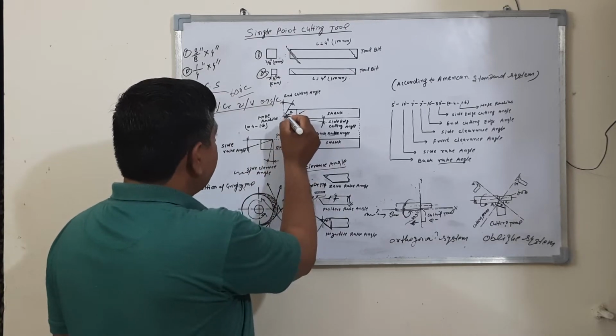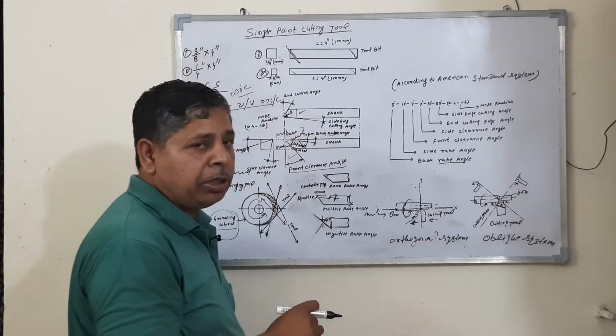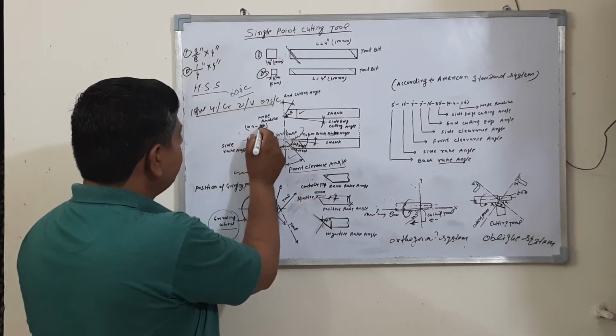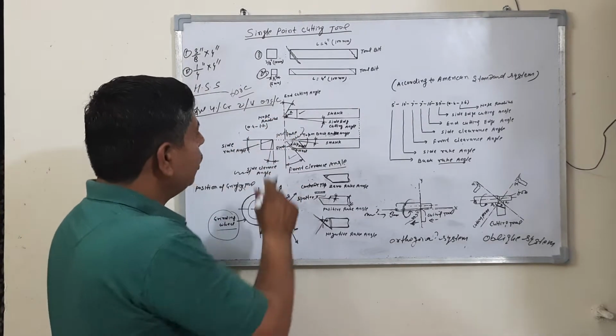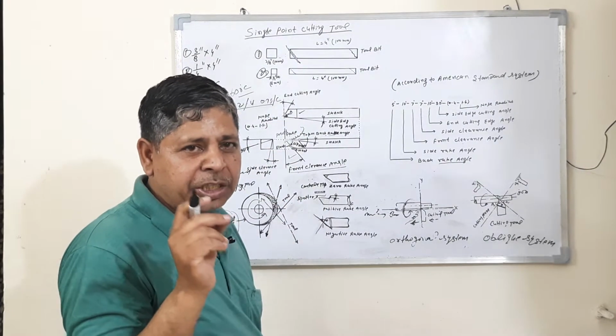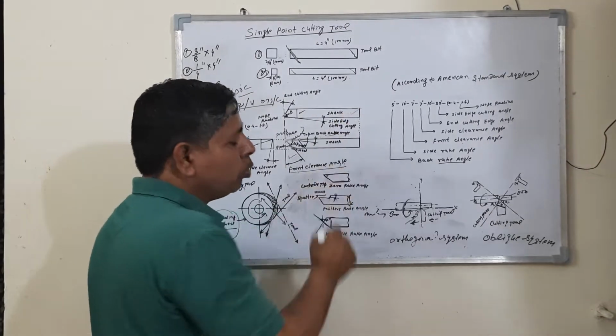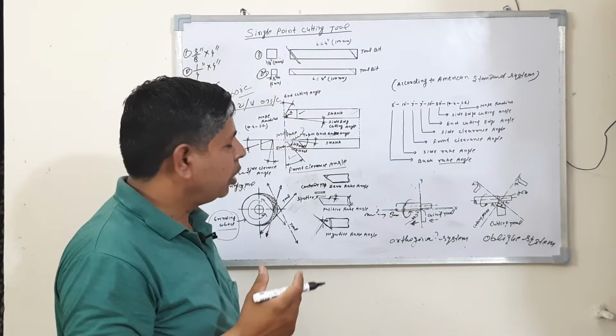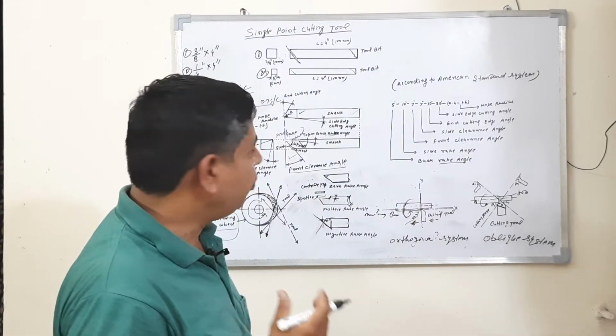This is the nose radius. What is the function of the nose radius? For the nose radius you will take 0.4 to 1.6 mm. The main function of the radius is to increase the strength of the cutting tool, to increase the tool life, and also give a good finish on the workpiece.